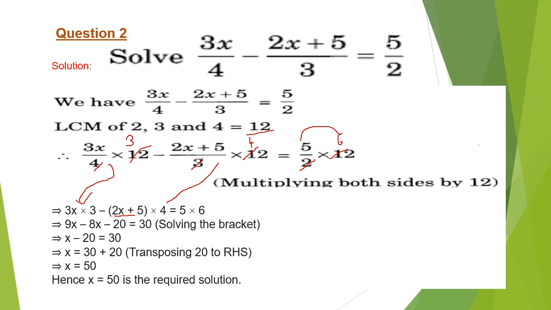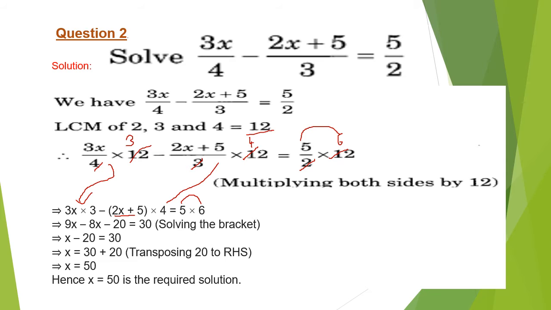3 3s are 9x. Plus into minus, minus. 4 2s are 8x. Plus into here minus is there. Minus into plus, minus. 4 5s are 20. Children, 3x into 3, 3 3s are 9x. Minus into plus, minus. 2 4s are 8x. Minus into plus, minus. Then 5 4s are 20, which is equal to 5 6s are 30. We obtained this statement by solving the brackets.